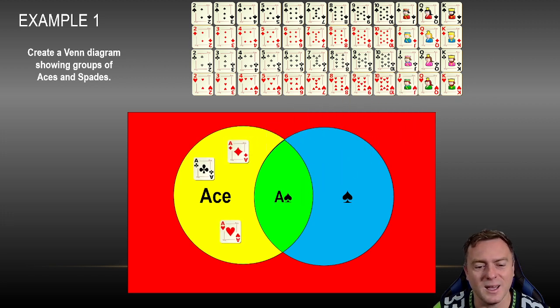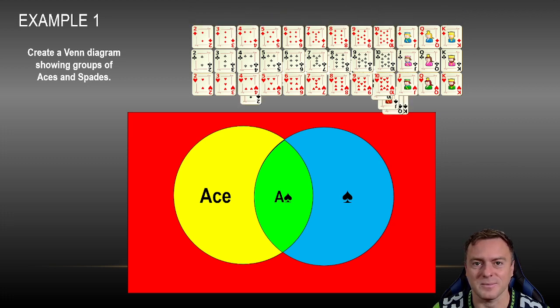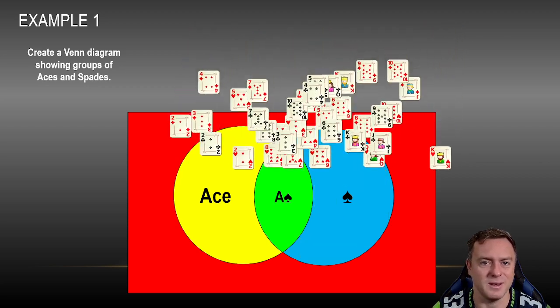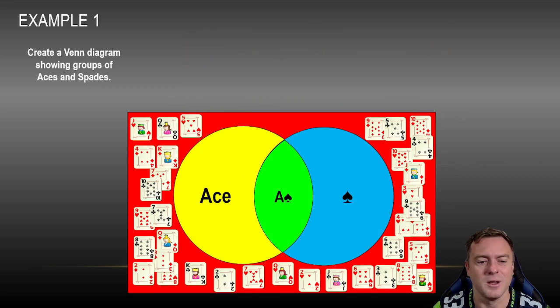Then there's 3 cards that fit into that yellow area. So they're the things that are just aces, but here's the key word, not spades. That yellow area is the same as ace and not spade. The blue area then is everything that's a spade, but not an ace, which is what that represents. And then the last bit is everything else, which is not an ace and not a spade.